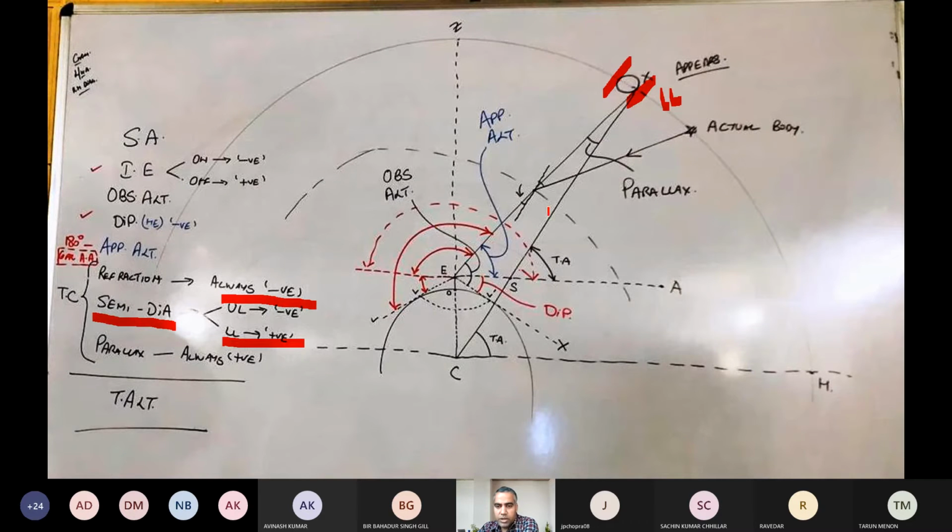So this is a summary of all the corrections which we have. Now let me show these corrections to you one by one once again. Any doubts which you have in this diagram, beta?